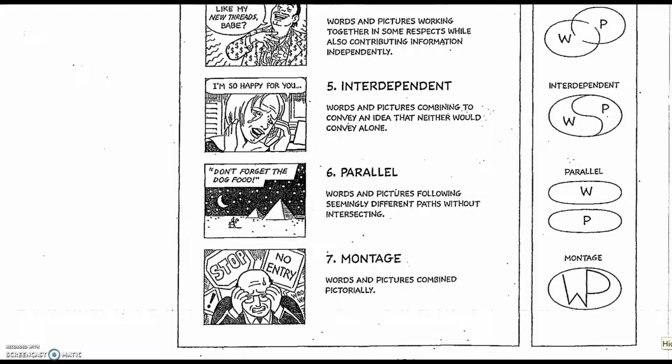She says, "I'm so happy for you," but she is crying. When in the world would you do that? I don't know. Think of your parents at graduation, right? So if you read the text and then read the pictures, you're going to get different ideas. But when you put them together, something new comes out of it. Interdependent. Parallel: words and pictures follow seemingly different paths without intersecting. And then you've got a montage: words and pictures are combined pictorially. So these are the 7 ways in which we get information from the words and the pictures.